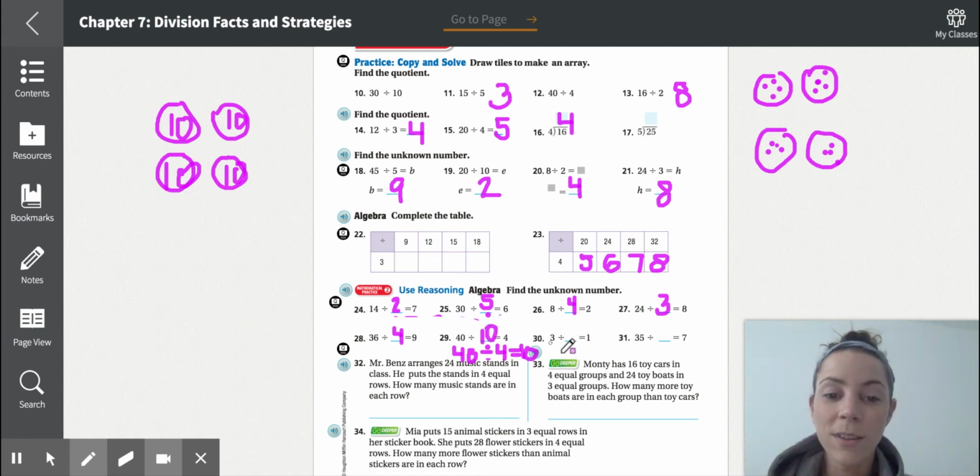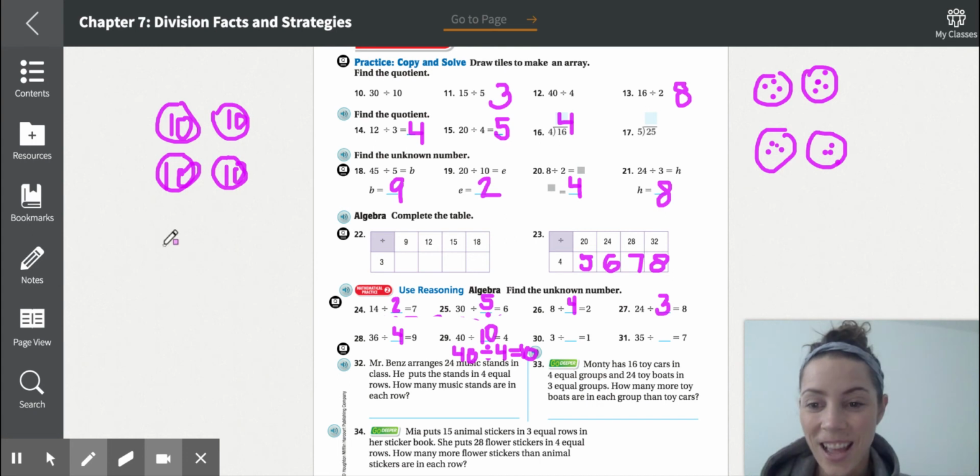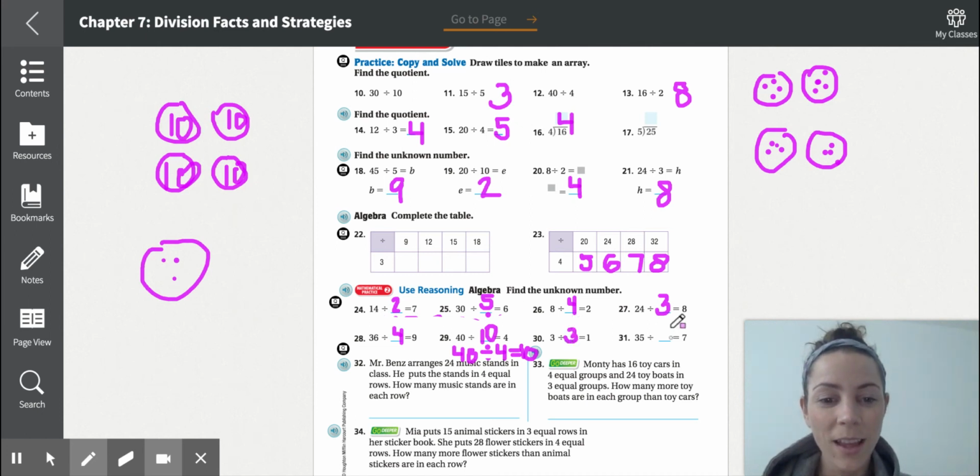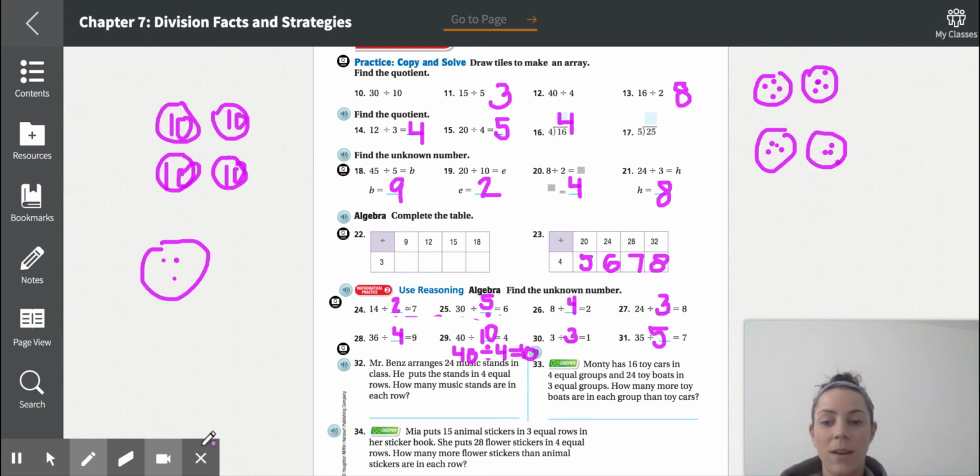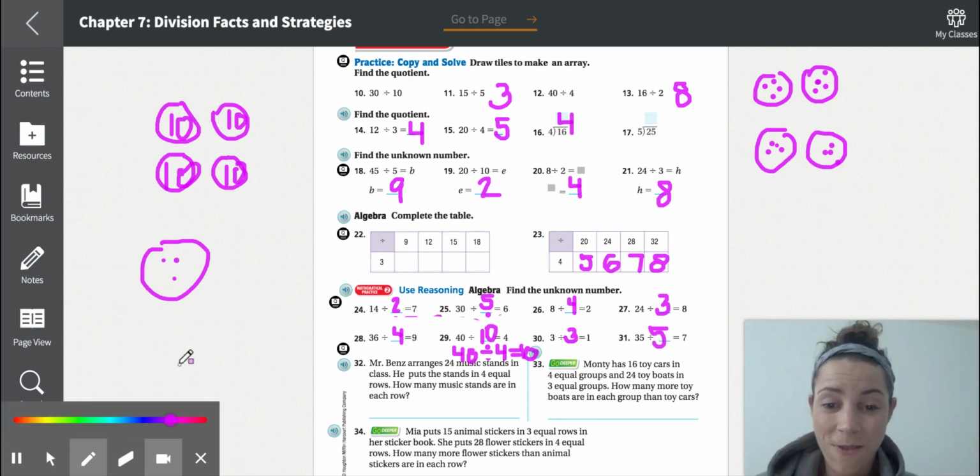Now this one's a little tricky. 3 divided by what equals 1? So I could flip-flop the back numbers. 3 divided by 1 equals what? I have 3 total and I put it into one group. Well, 3 divided by 3 equals 1. Good job if you got that. The last one, 35 divided by 5 equals 7. Awesome work on those tricky ones.